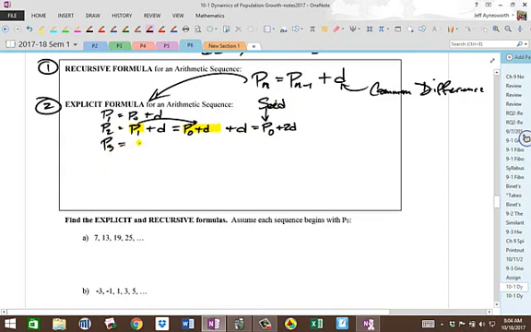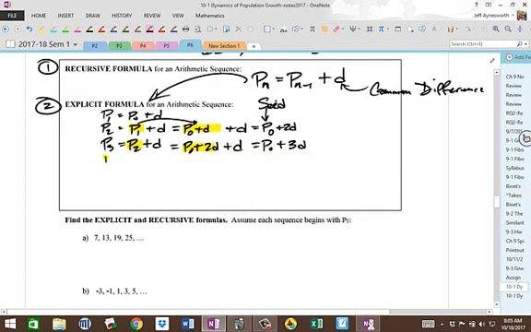Well, p sub 3 is equal to the previous one, p sub 2, plus the common difference. But what's p sub 2? This right here. Well, I just found it. It's the seed, p sub 0 plus 2d. So let's replace it. So p sub 0 plus 2d, and then plus another d. Adding like terms, 2d and d, that's obviously 3d. So you get p sub 0 plus 3 times the common difference. So notice that I'm re-expressing each population in terms of the seed, the starting term.